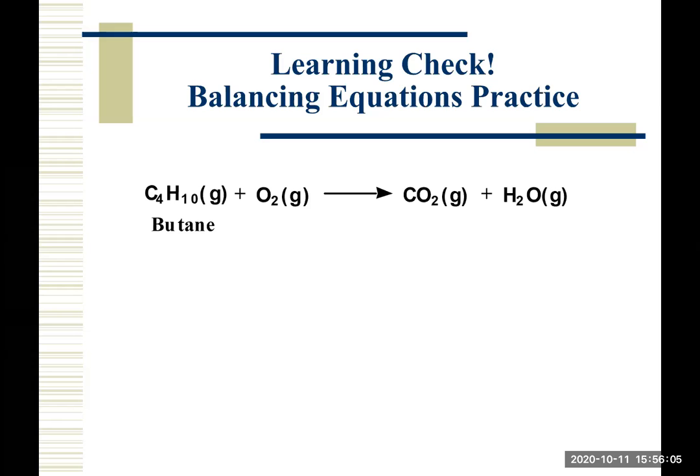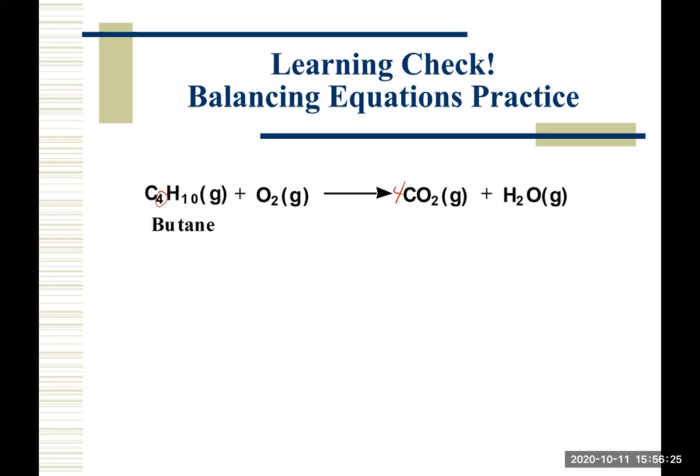We'll start with carbon because carbon shows up in 1 compound on each side of the arrow. We see that on the left side of the arrow we have 4 carbons, and over on the right side of the arrow we have only 1 carbon, so we put a 4 in front of the CO2.